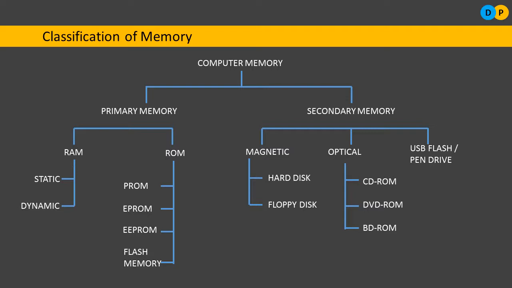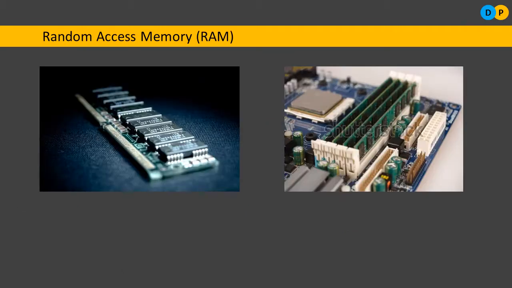In this video we will be studying only the part of the computer memory that is primary memory, that is RAM as well as ROM. So what is meant by RAM, also referred to as random access memory?